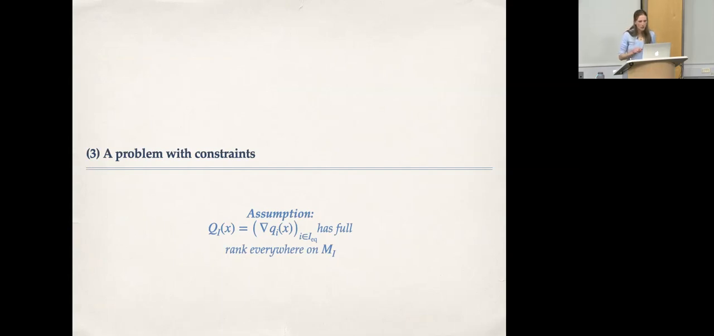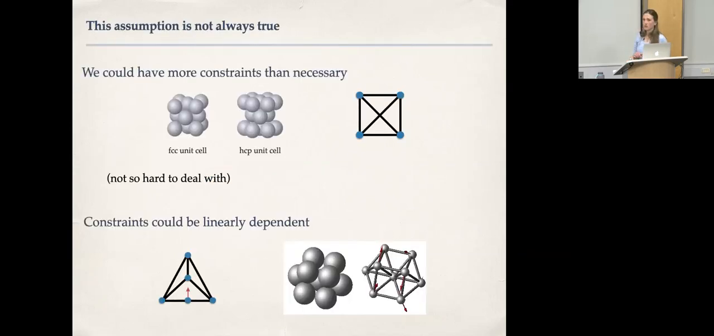OK, in the remaining time, I want to point out an issue with using constraints in particle-based simulations. And this comes back to the assumption that my constraint matrix, the Jacobian of my constraints, has full rank everywhere on M. OK? So this assumption is not always true.